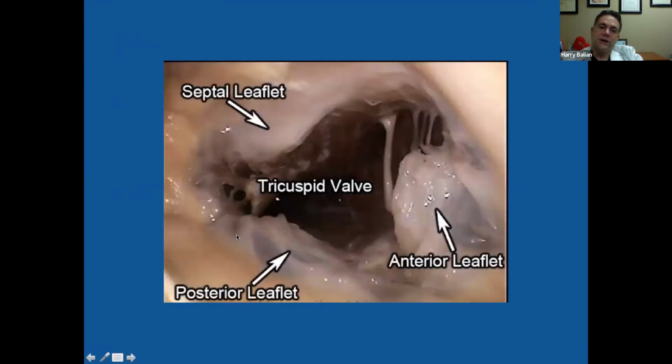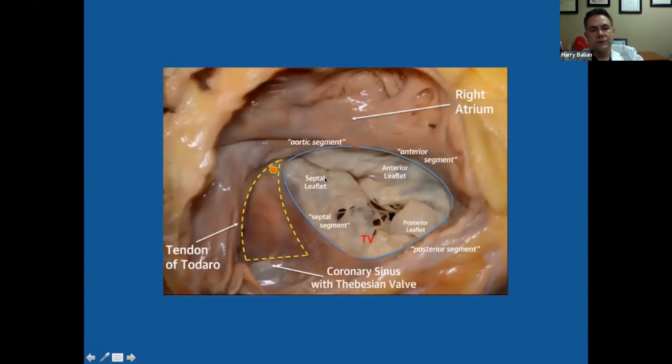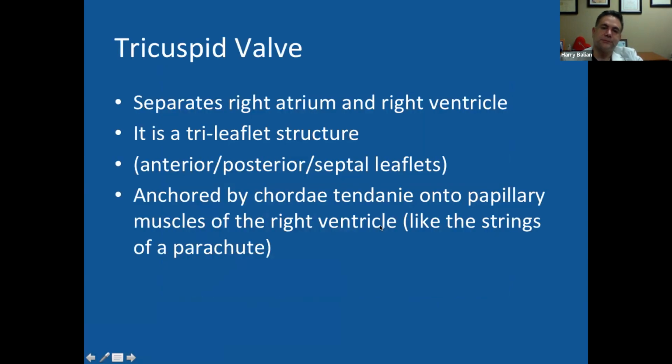So this is basically the tricuspid valve. It's much more complex and harder to clip than the mitral valve. You have the anterior leaflet, posterior leaflet, and the septal leaflet. It's tri-leaflet, whereas the mitral valve is bi-leaflet. And looking at the actual anatomy, you have the anterior leaflet, septal, and the posterior leaflet. You do have the coronary sinus here. It's a more complex structure. As I mentioned, the tricuspid valve separates the right atrium from the right ventricle, and it's tri-leaflet, anchored by chordae tendineae onto papillary muscles of the right ventricle.